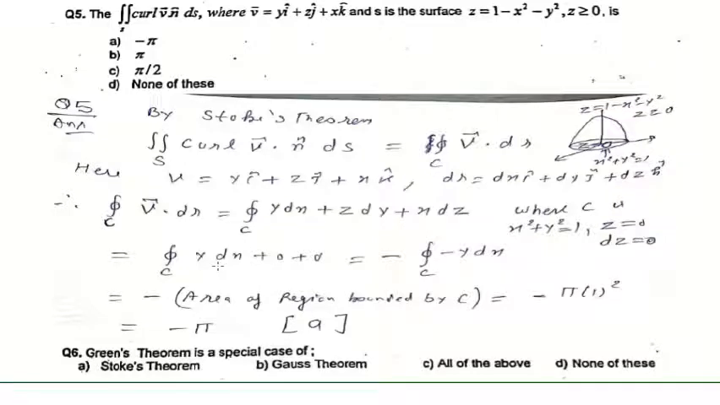We know that the area of region R can be calculated with the help of minus y dx. This we have discussed in the previous lecture. The area of the region is x dy or minus y dx. You can use both the formulas. There is one more formula, that is x dy minus y dx divided by 2. So I have converted this y dx into minus y dx by multiplying with minus inside and outside. It is nothing but the area of the region R. So it is pi r square. Answer is minus pi. Option A is the correct option.